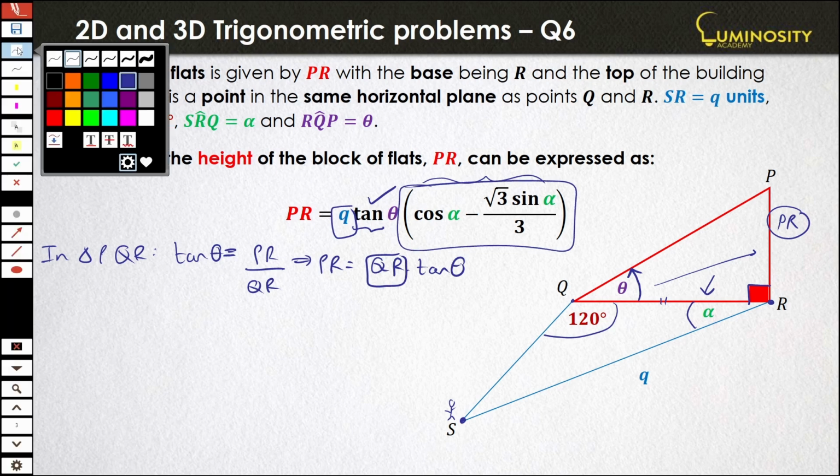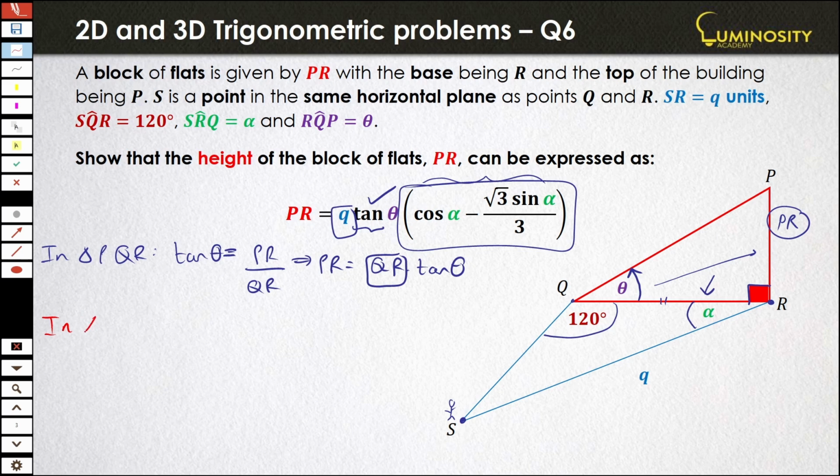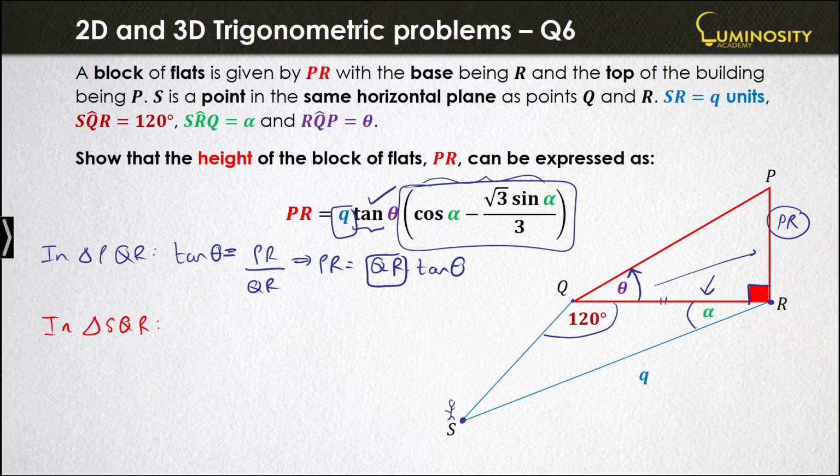Now in triangle SQR, the one that's on the floor, I note the following observations. Angle S, what is this angle? Well, I know the two other angles, so by the sum of angles in a triangle, it's 180 degrees minus the sum of the other two angles. So 180 minus 120 is 60 degrees, and negative times positive alpha is negative alpha. So this is 60 degrees minus alpha, and if we add those three angles, we get 180 degrees.